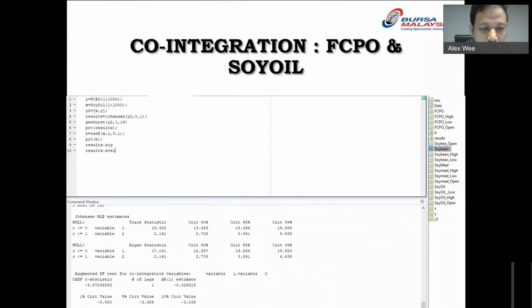So let's look at the co-integration. You can see the co-integration value here is negative 3.67, telling you that it is somehow co-integrated because it's able to pass the 10% and 5% critical values, but it failed the 1% critical value for FCPO and soya oil. So it means that you could do spread trading on FCPO versus soya oil, intermarket spread trading. It has at least a 95% chance of mean reverting.